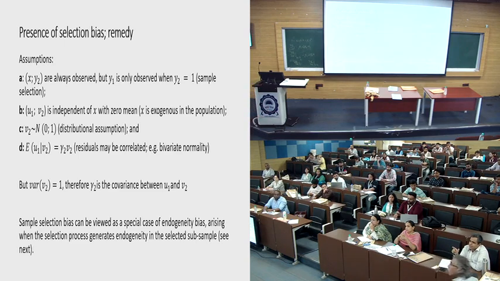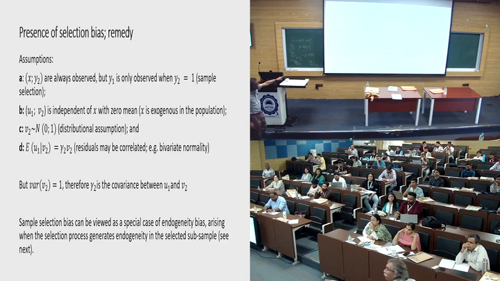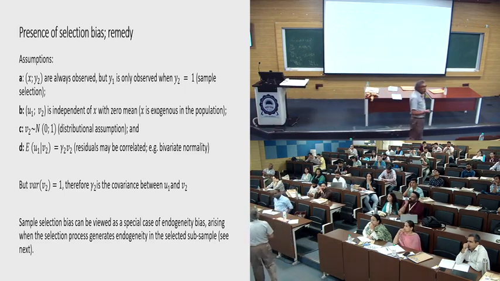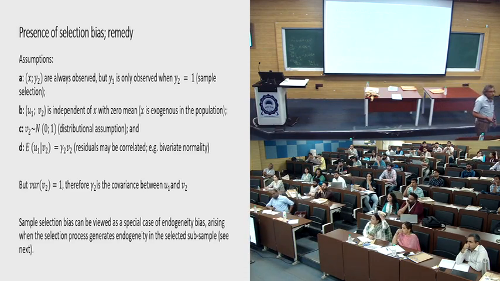The third assumption is nothing but a distributional assumption. I assume that the error associated with my selection equation is a standard normal, mean 0, variance 1. Clear? And then, recall that the variance of V2 is equal to 1, because I have assumed V2 is a standard normal. So therefore, gamma 2 is nothing but the covariance between U1 and V2. Nothing more than that. Okay?